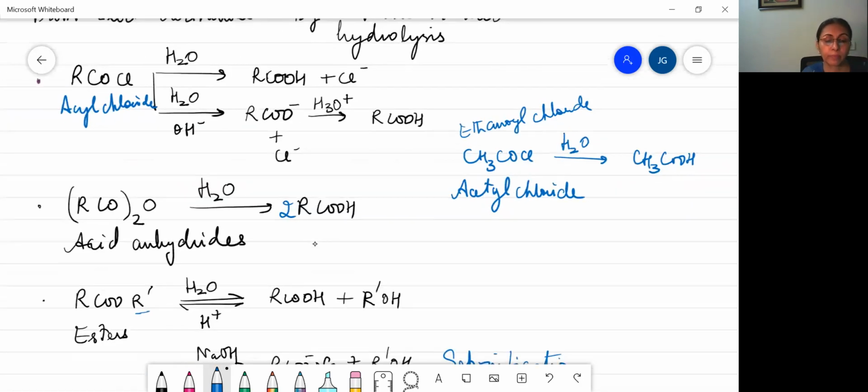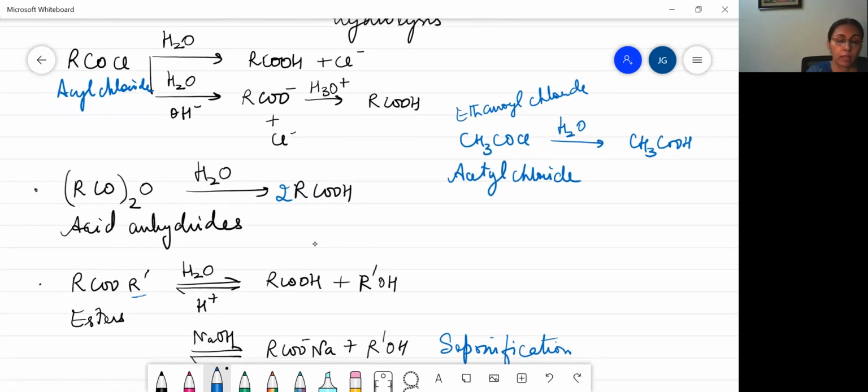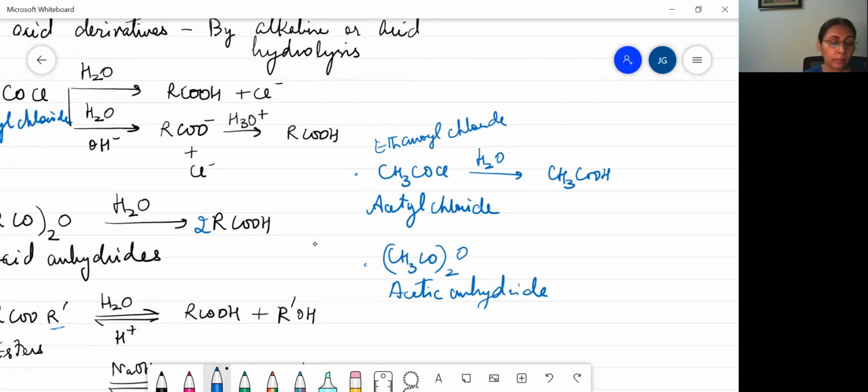Acetyl chloride. Similarly, if you take an anhydride, acetic anhydride, okay, or ethanoyl anhydride, okay, ethanoic anhydride or acetic anhydride. This again, when you treat it with water, will give you carboxylic acid. Okay. Third one is the ester.